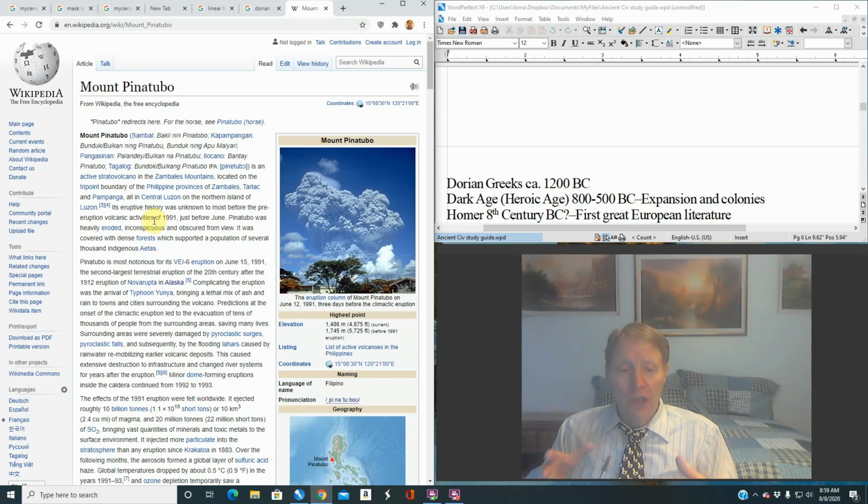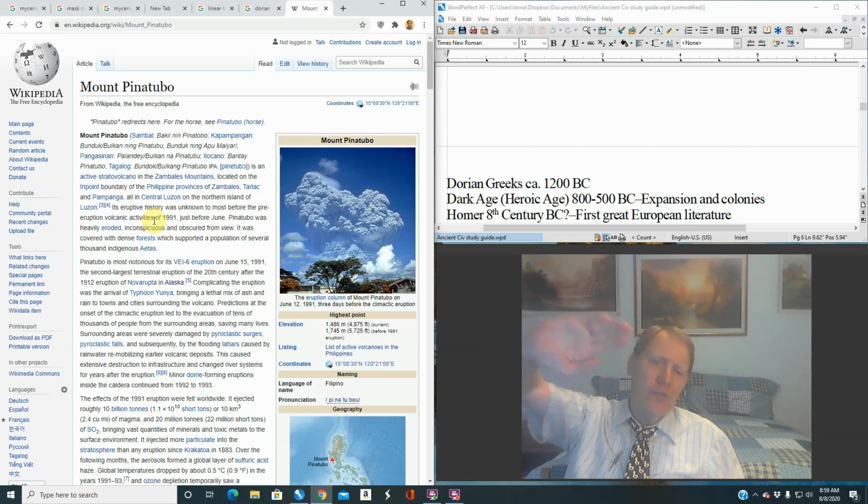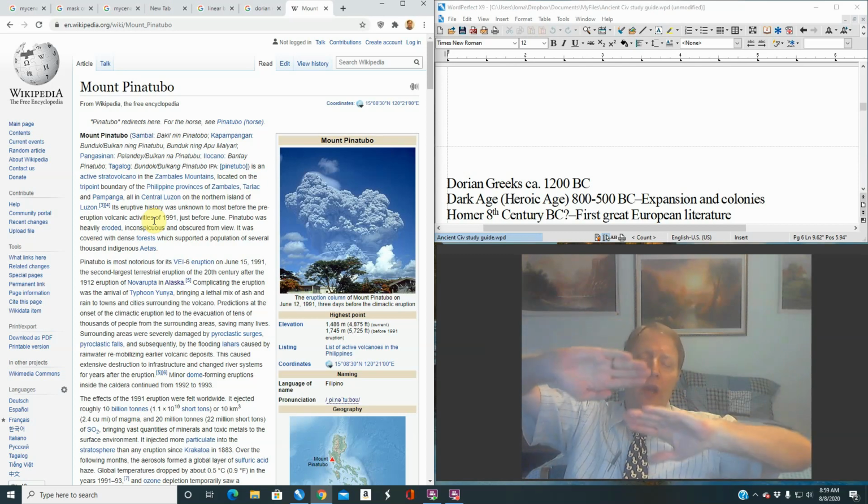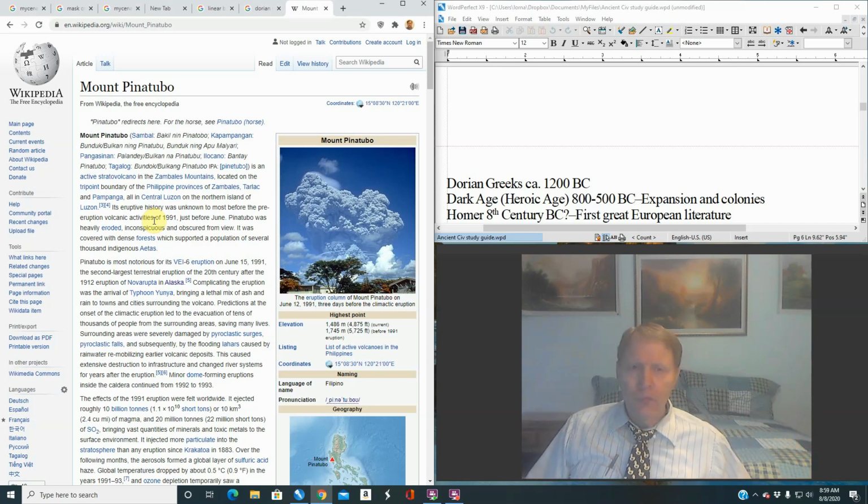So sometimes we start talking about, now we talk about the heroic age. The way I really ought to divide this up, what I'm doing here is a little bit confusing. What I do is have the Dark Age and then the heroic age at a different time frame. They do overlap, but in reality, they're really not the same thing. Well, expansion and colonies.